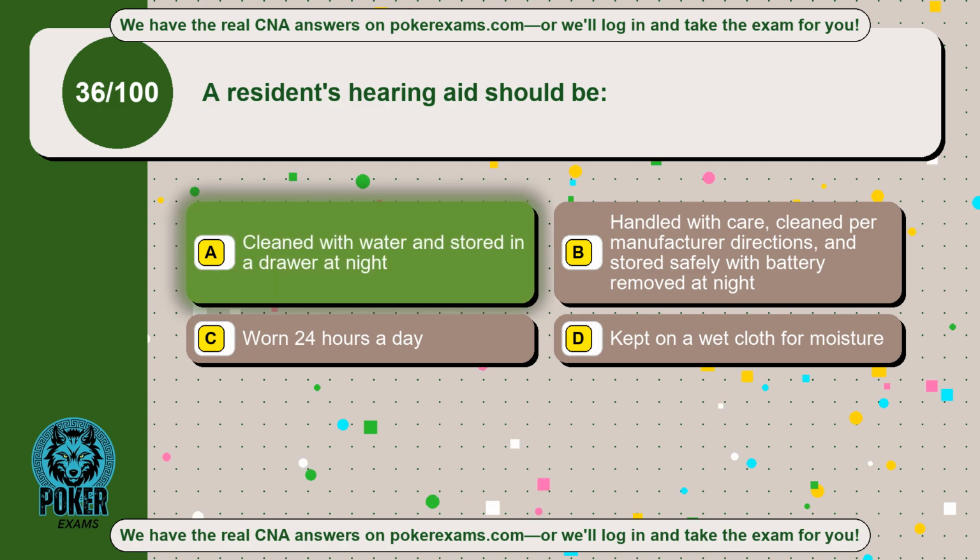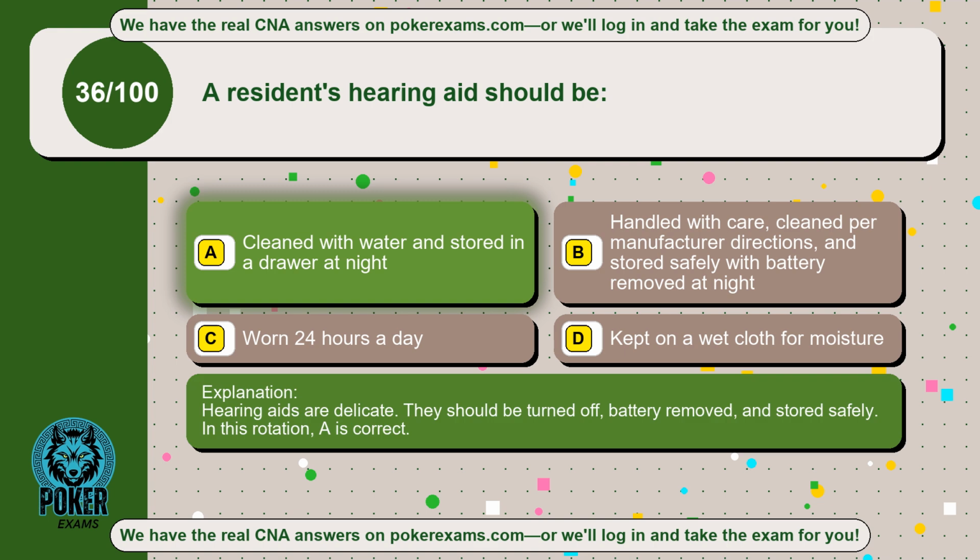The correct answer is option A, cleaned with water and stored in a drawer at night. Hearing aids are delicate. They should be turned off, battery removed, and stored safely. In this rotation, A is correct.